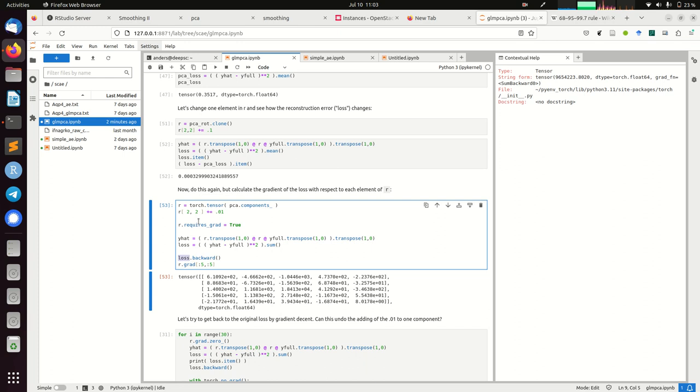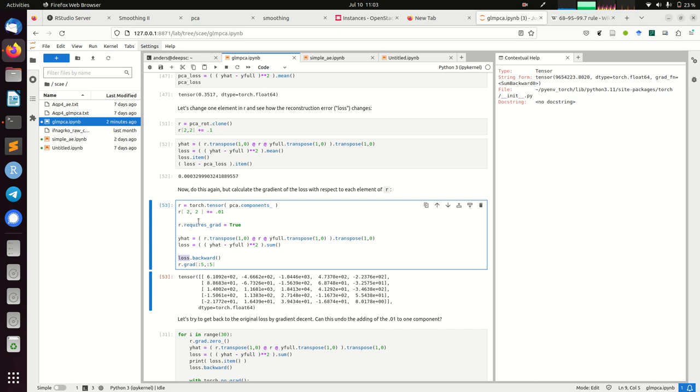So while I did my forward calculation, torch built up this graph of how each tensor depends on each other thing. And then I can take one thing and say loss dot backward, and then it will run these things backwards and populate the gradients, so that I can later read out the gradient of R or the gradient of y hat.